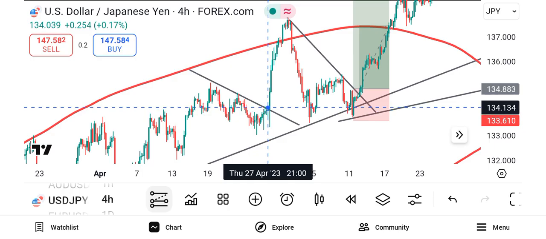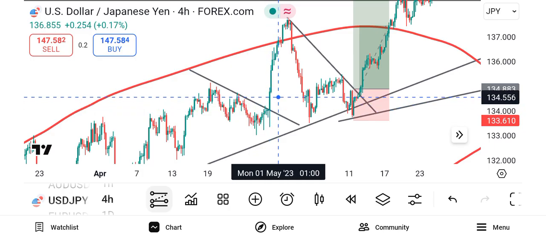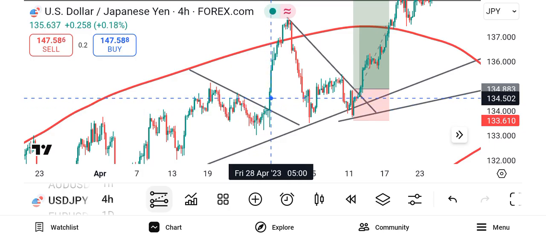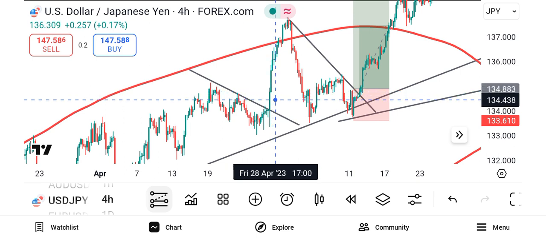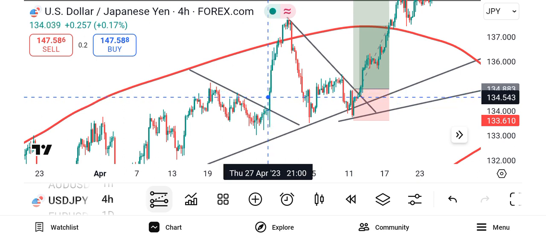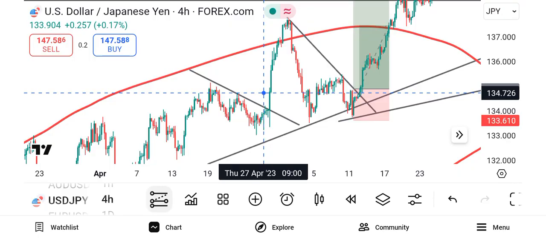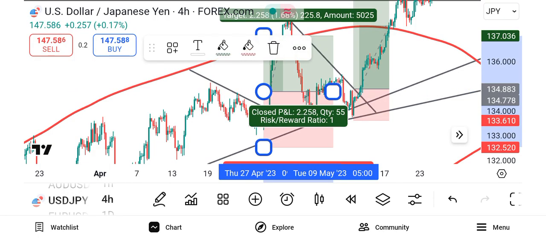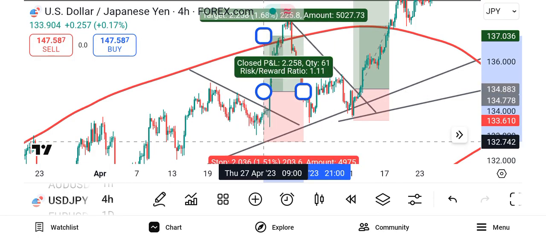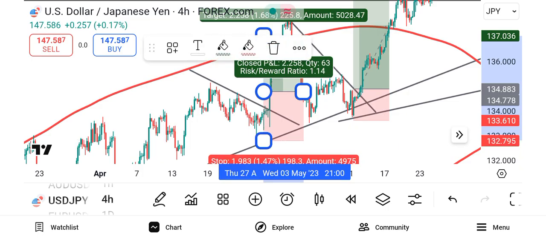Although, when there's a long wick like this, what I intend to do is wait for a pullback. But for some aggressive traders, which I really don't recommend, your entry model should look something like this. But I really don't recommend it.